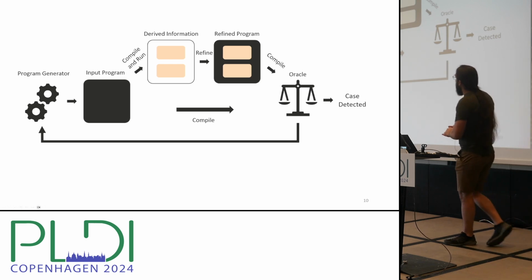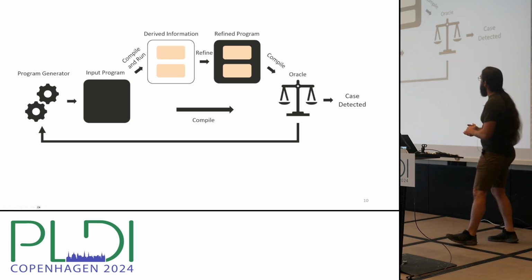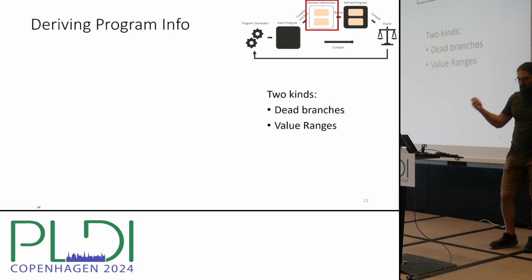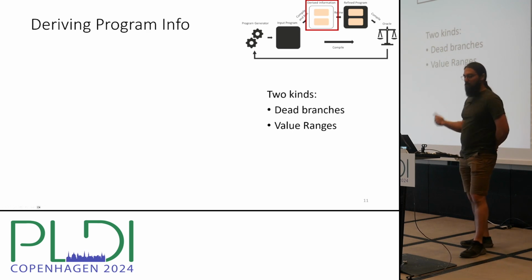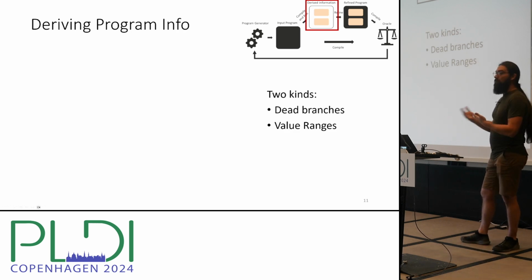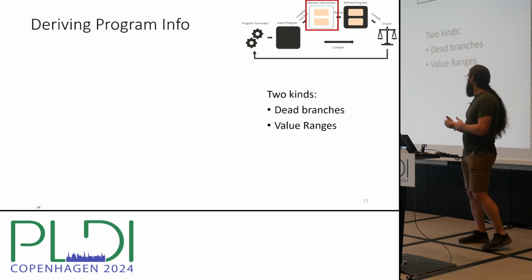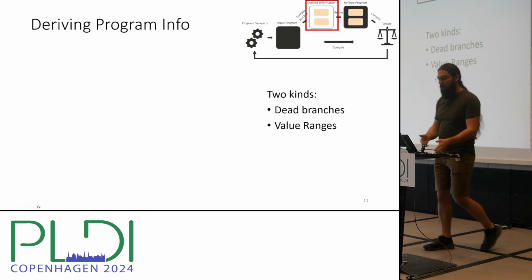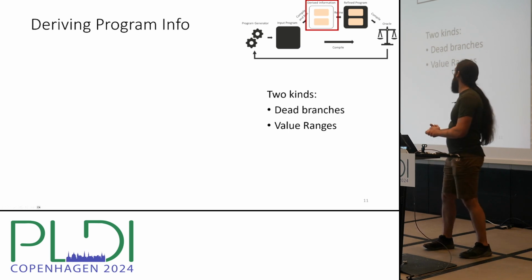So I'll now briefly explain how we implemented the various steps, except for the first one, because that was an off-the-shelf program generator. So how do we derive information? How do we figure out what we want to inject? In this work, we focused on two kinds. One is dead branches. So we want to know which if statements are never executed, or which for loops and so on are never executed in the test program. And the other one is value ranges. So what is the lower and the upper bound of particular variables at various program locations?